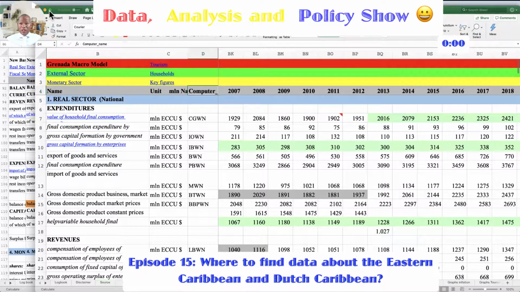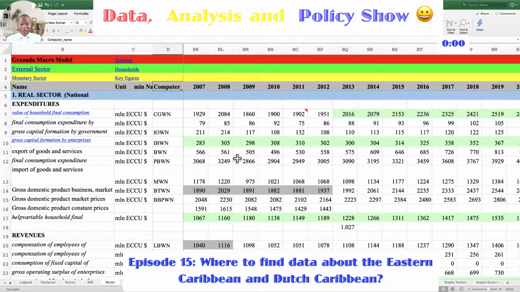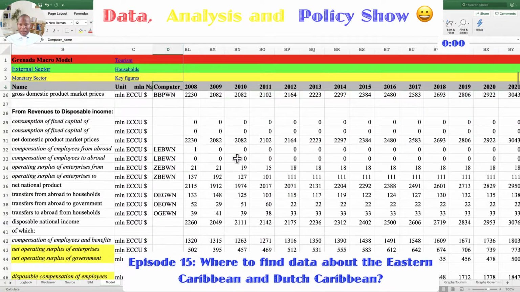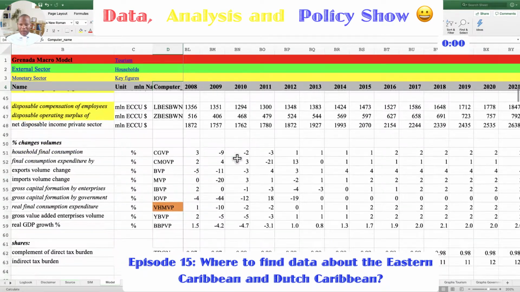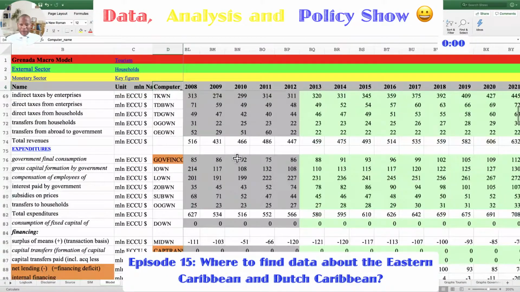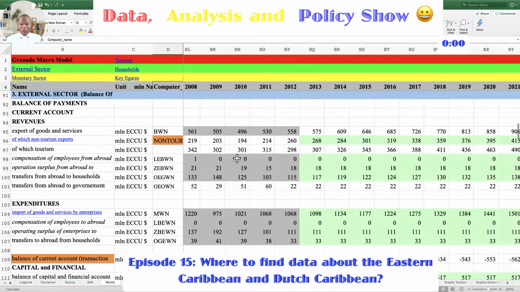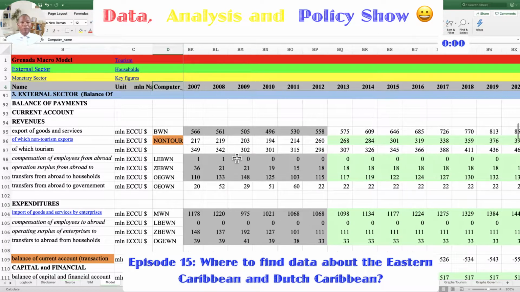And we also have opportunities for the model of Grenada. Now, let me show you just briefly what is happening here. One thing I wanted to show you is that we can look at the fiscal sector, external sector again, and we can compare that with other islands, you see?